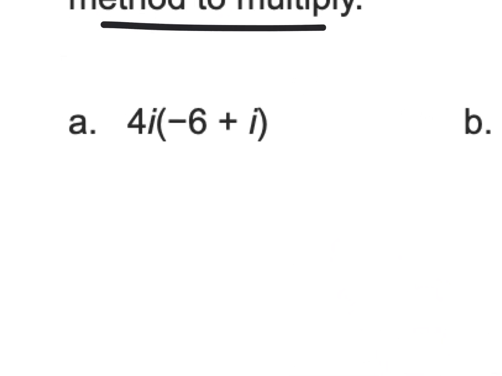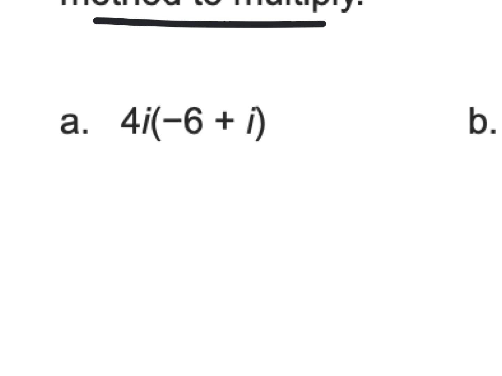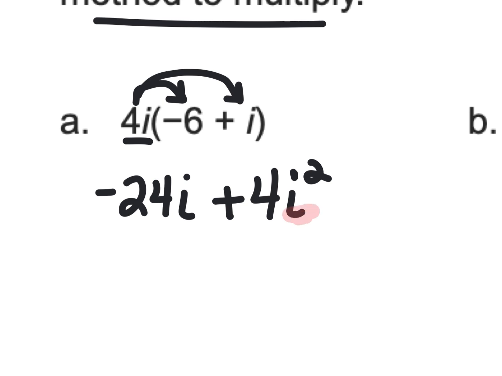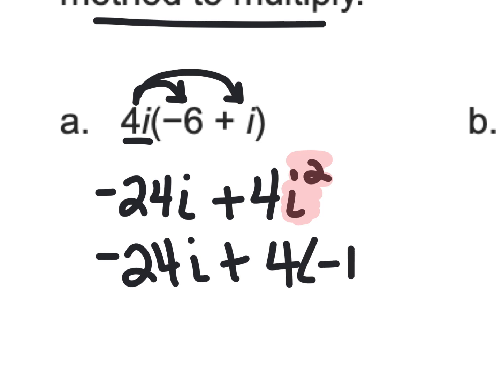So let's look at this first one. We don't need to use the box method. We can just use the distributive property where we are distributing 4i to both pieces here. So 4i times negative 6 is going to be negative 24i. And then 4i times i, that's an i there, we get plus 4i squared. And remember, I said that anywhere you see an i squared, we are going to take it out and put a negative 1 in there. So we'd have negative 24i plus 4 times negative 1.